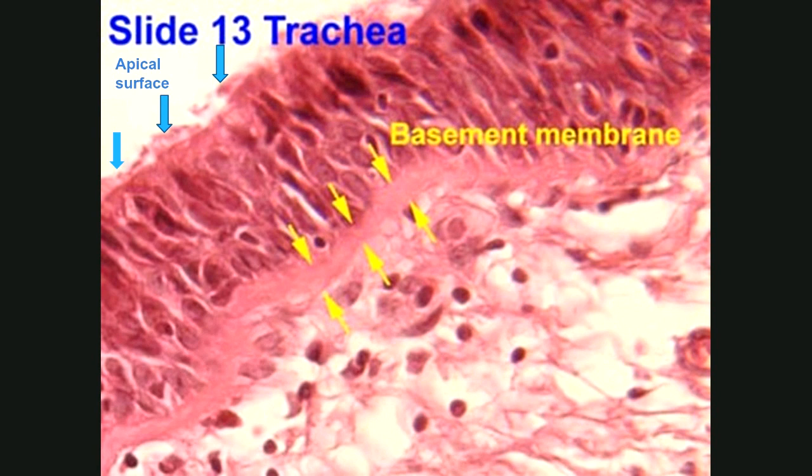And so that is the other thing I want to look for when I'm looking for an epithelial tissue. So I'm going to find this empty space. I'm going to find this apical surface. And then I'm going to find this basement membrane. And the epithelial tissue is what's between those two things. So this is the epithelial tissue. There's no other epithelial tissue in this slide. It's just this.